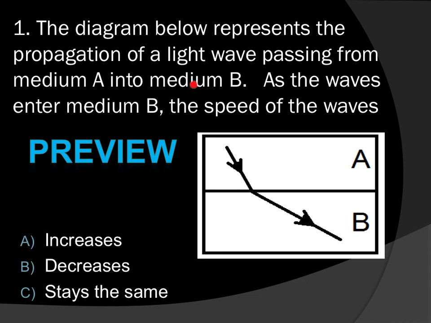Medium is a word we've gone over in class before. It means halfway in between small and large, right? Wrong. Medium means material, as I'm sure a lot of you guys remembered. So medium A and medium B are two different kinds of stuff that the light is traveling through. So you could rephrase this sentence as, the diagram below represents the movement of a light wave passing from material A into material B. As the waves enter material B, the speed of the waves blank. And we're going to talk about that.